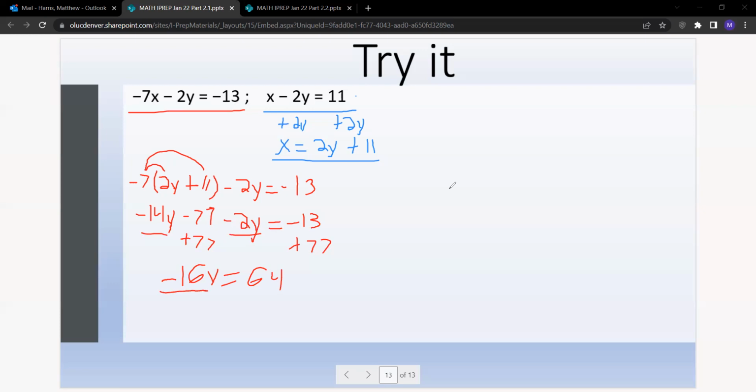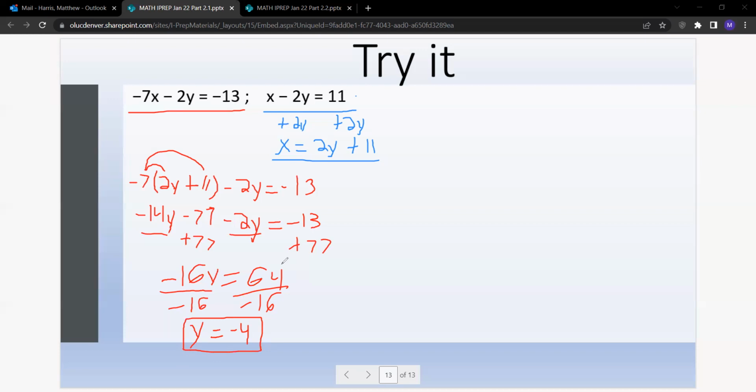And then we just have to divide this, right? We have to isolate that y. Make sure you keep those negative signs this whole time. Then you finally get an answer of y is equal to negative 4.